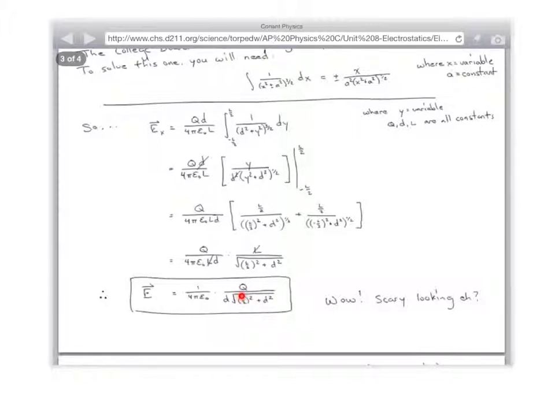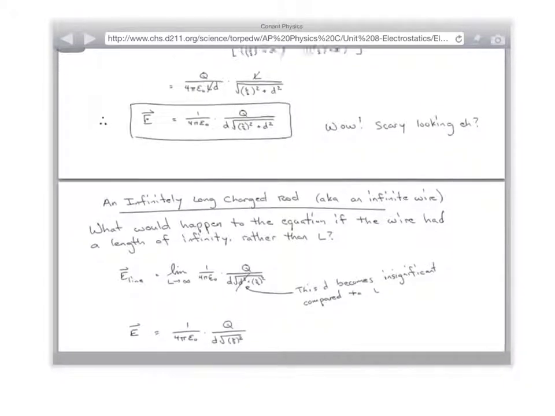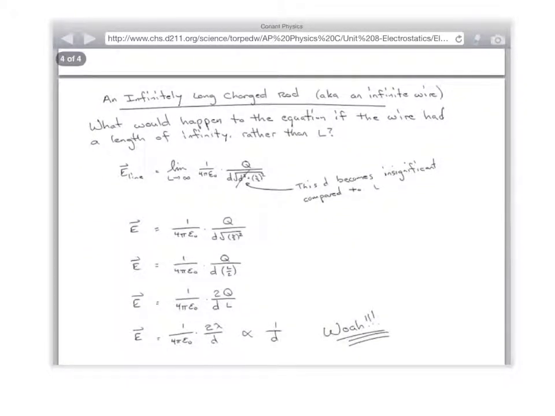All right, so let's see. We're going to adjust our equation just a little bit. We're going to say the limit as L approaches infinity of KQ over... Let's see, which of these two terms matters more, the D or the L? If L is getting infinitesimally big, then the L matters, and the D doesn't matter so much, right? So we end up with KQ over D times the square root of (L over 2) squared.